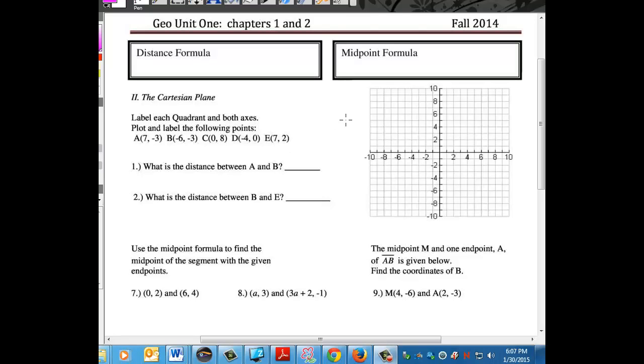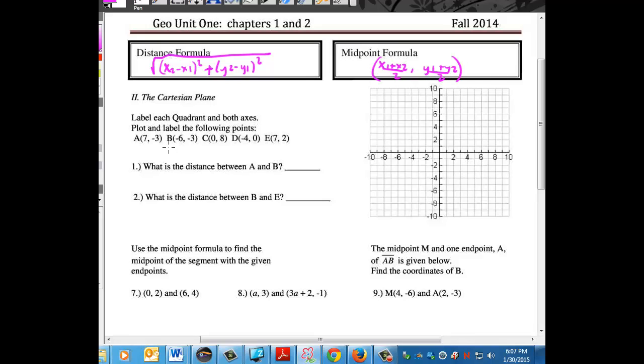The coordinate plane continues. The distance formula. Hopefully by now you recall what this formula says. It's going to be x2 minus x1 squared plus y2 minus y1 squared. And then remember we have to take the square root. Remember the sign in the middle is a plus sign. Midpoint formula, we're going to take the average of the x's, x1 plus x2 over 2, comma, y1 plus y2 over 2.